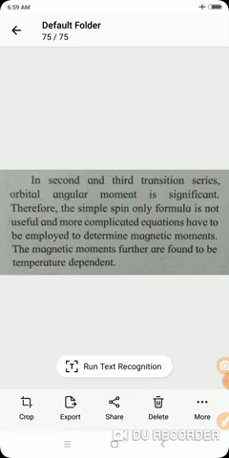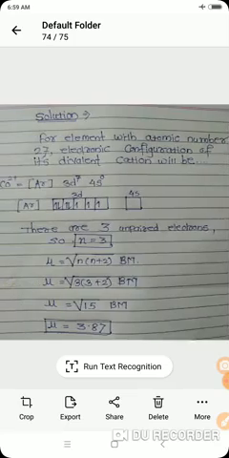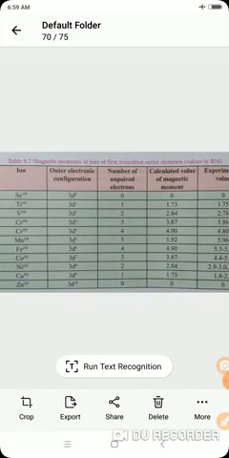Also in case of the second and third transition series elements, the magnetic moments are found to be temperature dependent. So today we studied the magnetic properties of ions of first transition series elements. And the magnetic moment depends upon the number of unpaired electrons. As the number of unpaired electrons increases, the magnetic moment also increases, and the maximum magnetic moment is shown by manganese, having maximum unpaired electrons, that is 5.